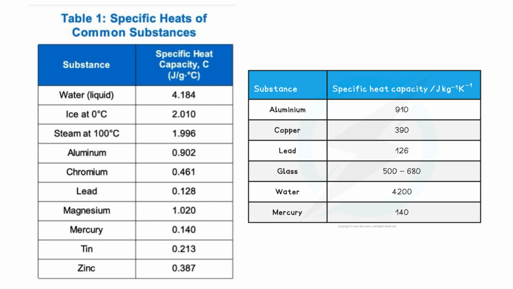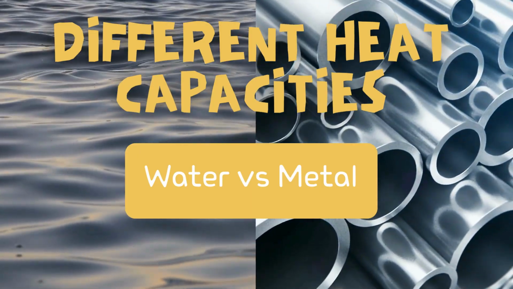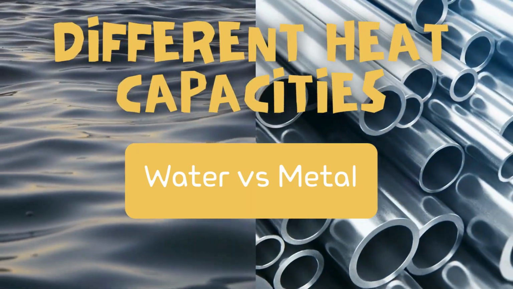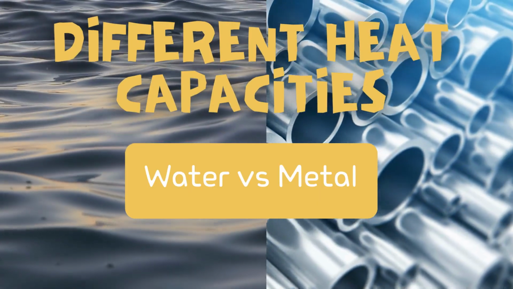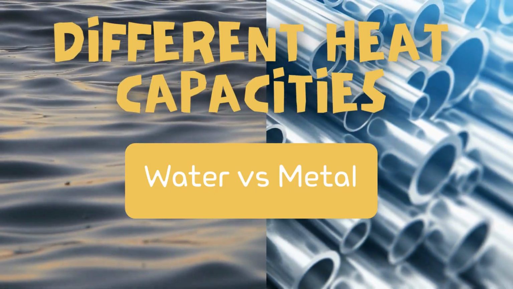Now you don't need to memorize these, but here are some specific heats of common substances. We just used water in the last equation. Different materials have different heat capacities because of how their particles store and transfer energy. Water has a very high heat capacity, which means it can absorb a lot of heat energy because its temperature doesn't rise much. That's why our oceans warm very slowly.